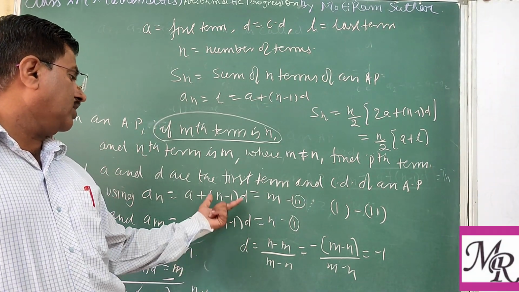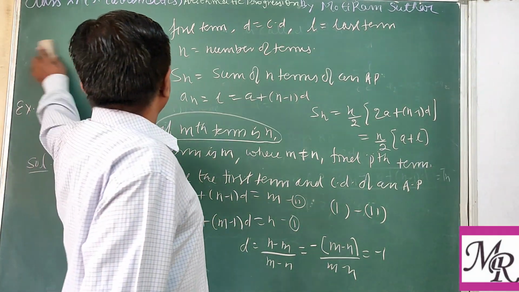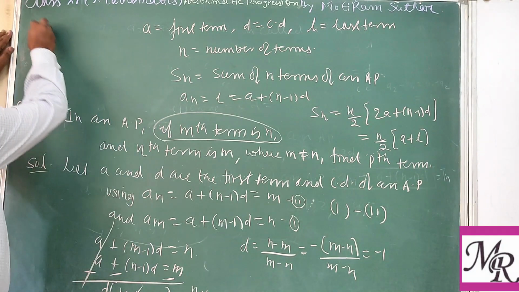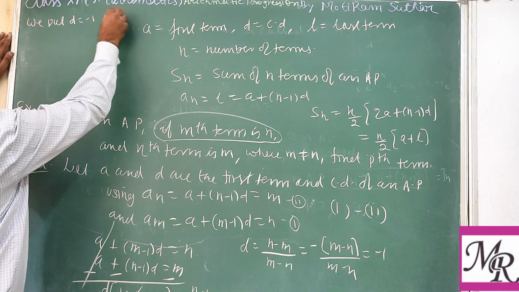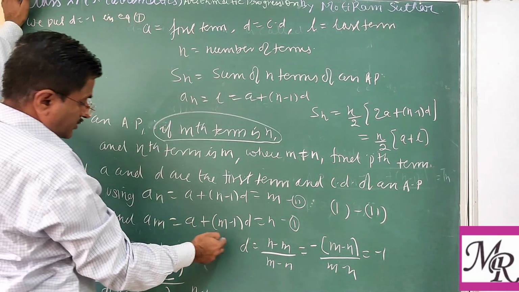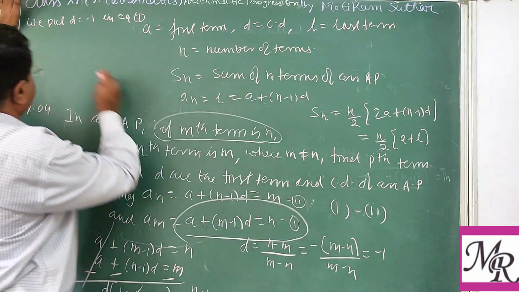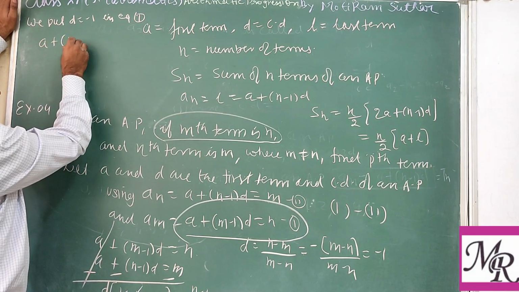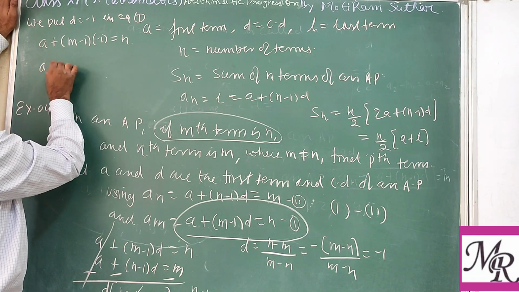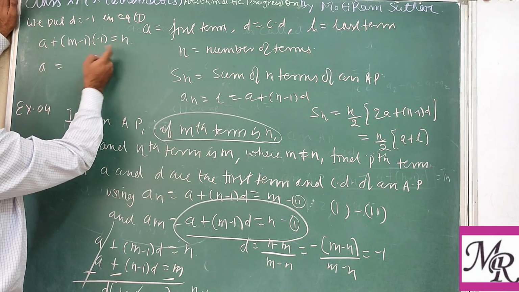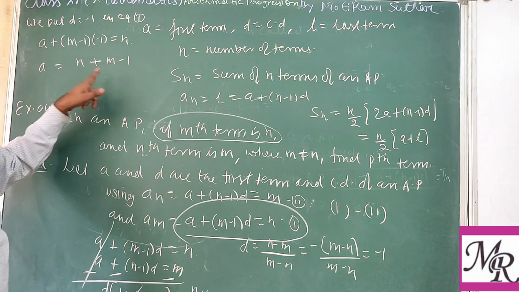Now this value of d you can put in either 1 or 2. We may put it in 1 or 2. So we put d equal to minus 1 in equation 1. In this one, we put d equal to minus 1 and simplify: a plus m minus 1 into minus 1 equal to n. Now a, transfer this to this side, minus will convert into plus. So a equals n plus m minus 1. So this is the value of a.